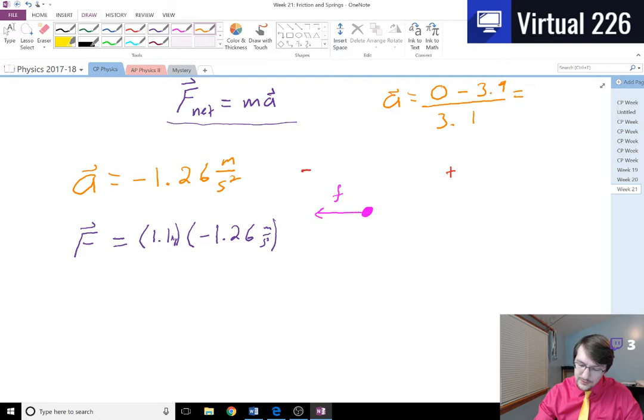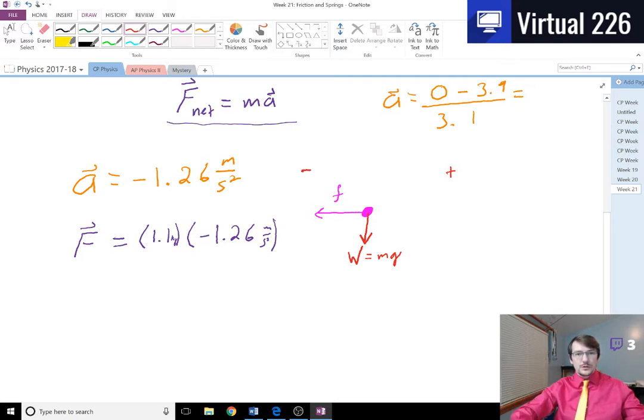But we also have, and we have to remember this now, a weight from the block pushing down on the table or the floor or the surface it's moving on. And we know that weight equals mg. Now since the block isn't falling through the floor, there has to be a force opposing this weight. And that force opposing the weight is our normal force here. And since the block isn't floating upwards either, this normal force has to be equal to the weight, or at least the magnitude of it. It's in the opposite direction, but the size of it is the same.